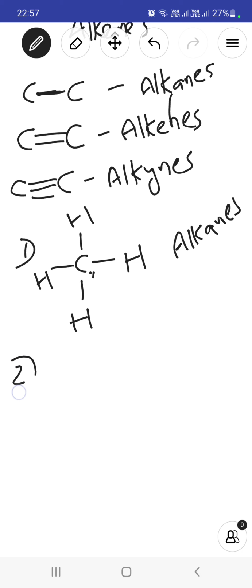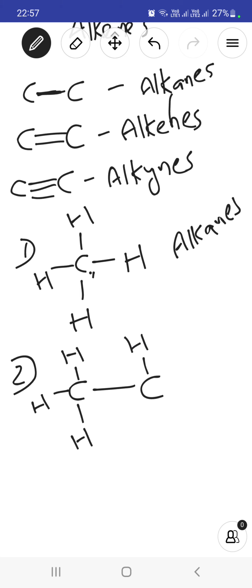There is another compound I'm going to draw, and you just say whether it belongs to alkane, alkene or alkyne. Okay, I have drawn a compound. Then many of you may have a doubt: why is it like that?